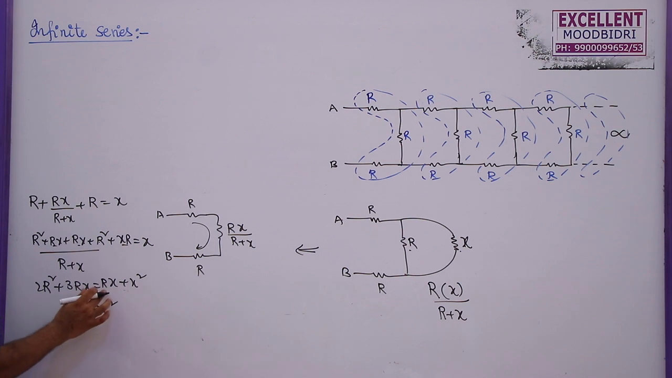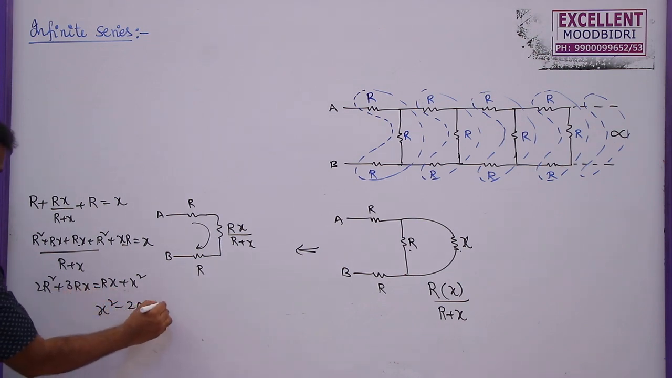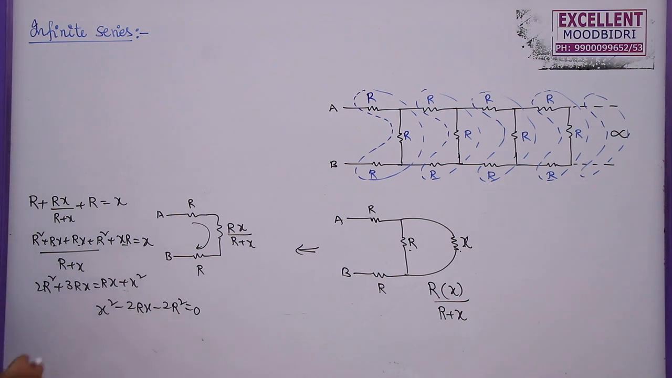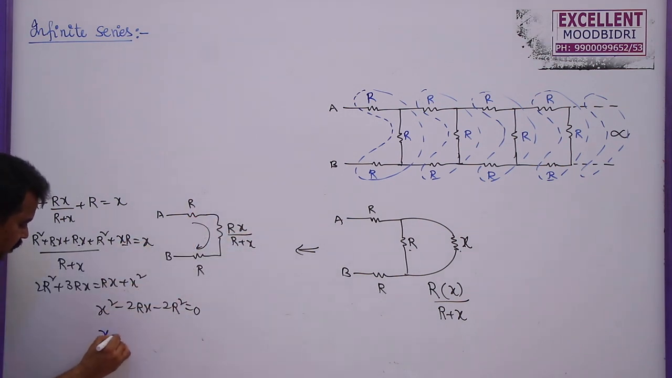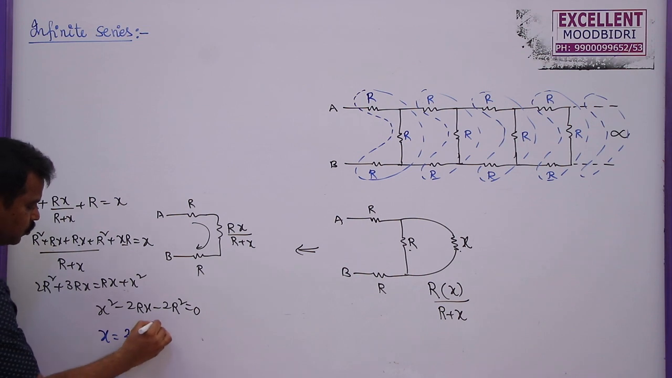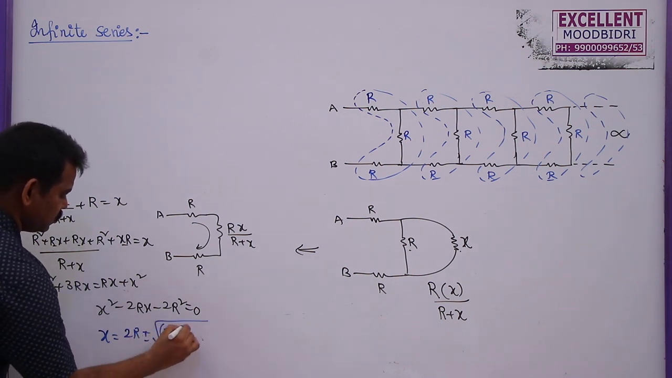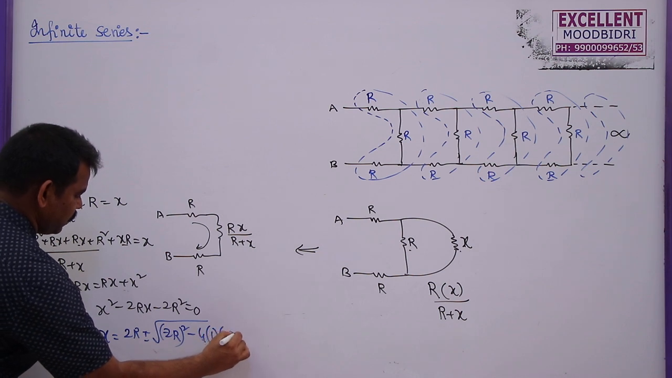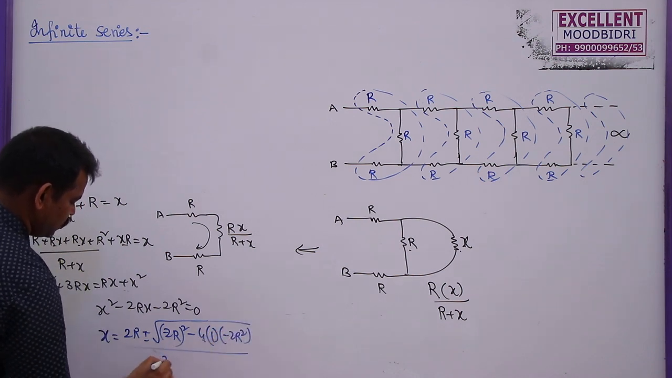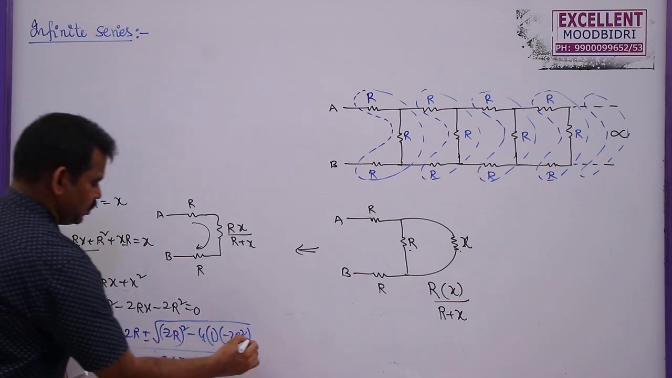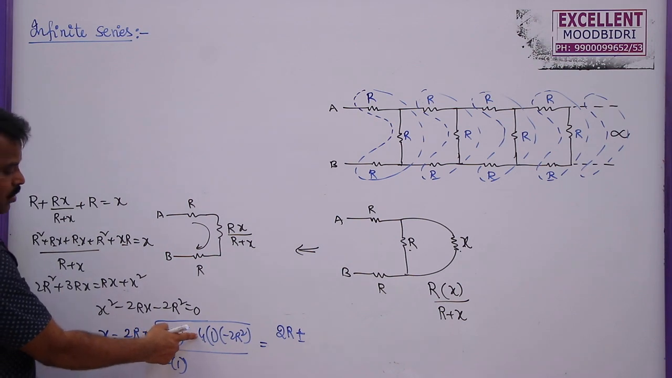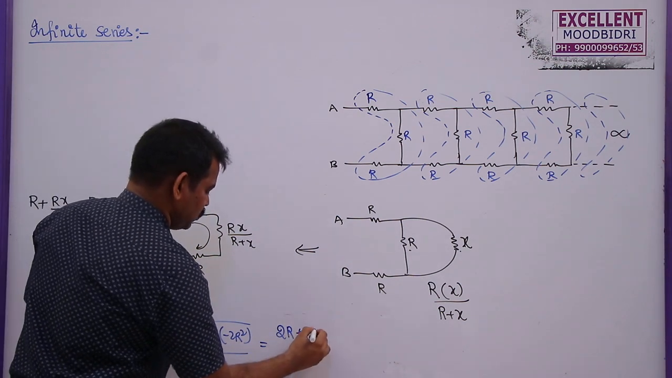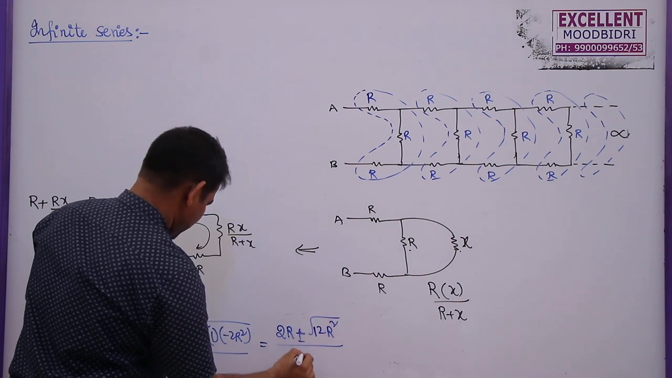So this will become X square minus 2Rx minus 2R square is equal to 0. This is in the form of Ax square plus Bx plus C. I want that X value because X is the effective resistance here. So X can be written as minus B plus or minus root of B square, that is minus 2R whole square, minus 4 A C, 4 into 2R square, by 2 into 1. So you can simplify this as 2R plus or minus, this is 4R square, 4 plus 8, that is 12R square, by 2.